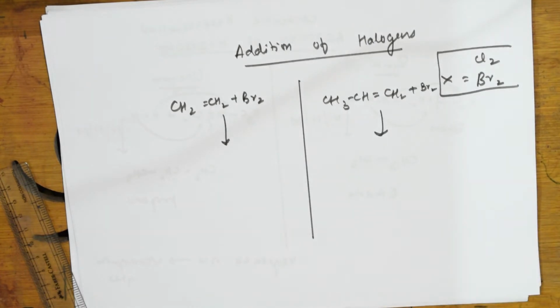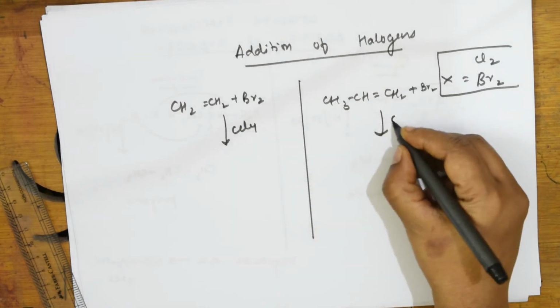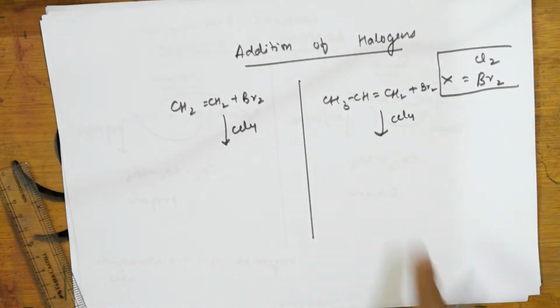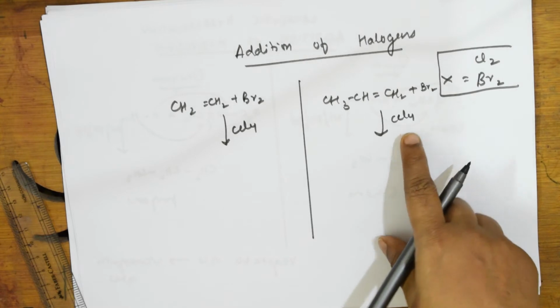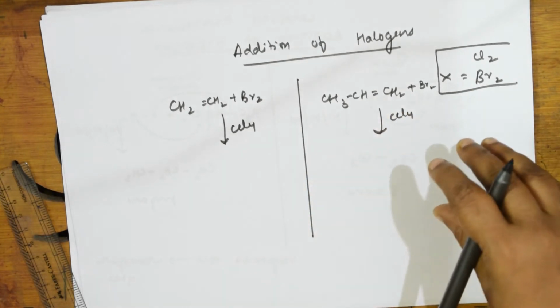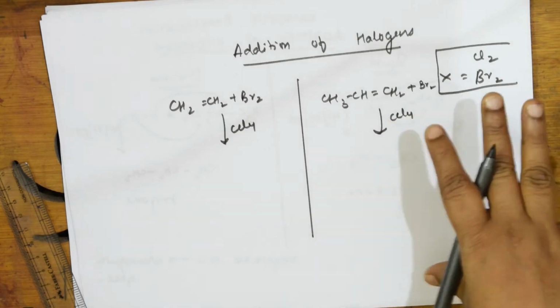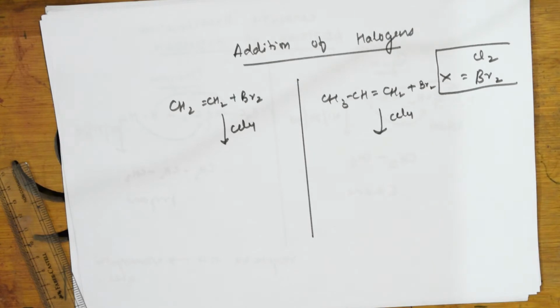Now we are going to take a solvent for this. What is the role, what is the use of this? I'm going to take an inert solvent. Carbon tetrachloride is an inert solvent, so that it does not react and the product easily forms. Its role is to not react with the reactants.